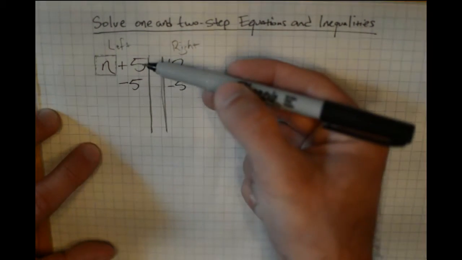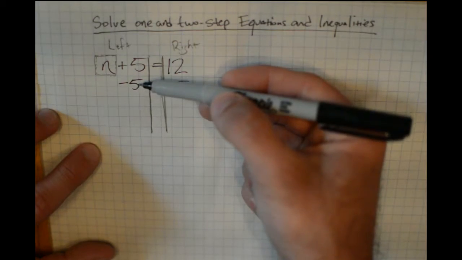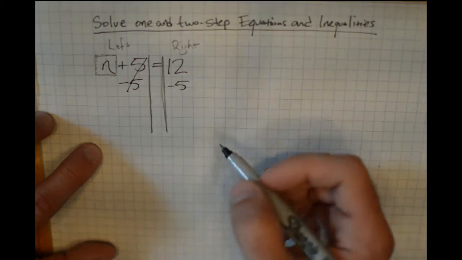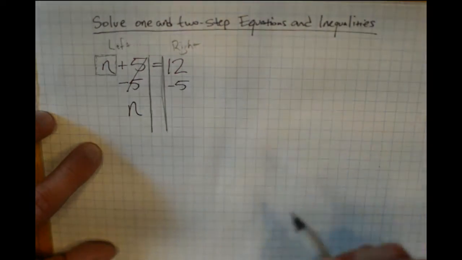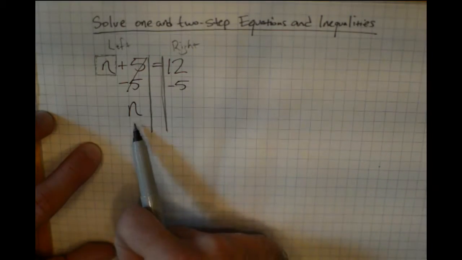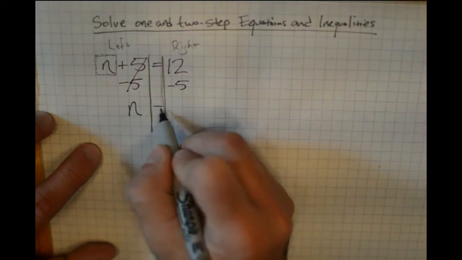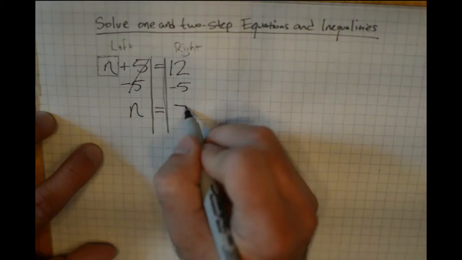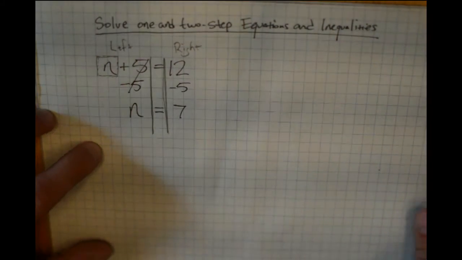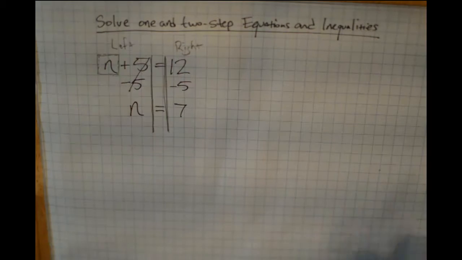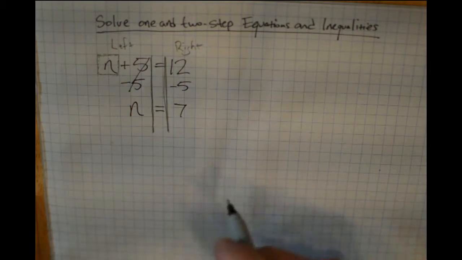So I have a positive 5, and I'm subtracting 5, and that is going to give me 0. So all I have on the left is n plus 0, and that's just plain n. I'm going to bring down that equal sign, and 12 minus 5 is 7, and now I have variable equals number. That appears to be my solution.